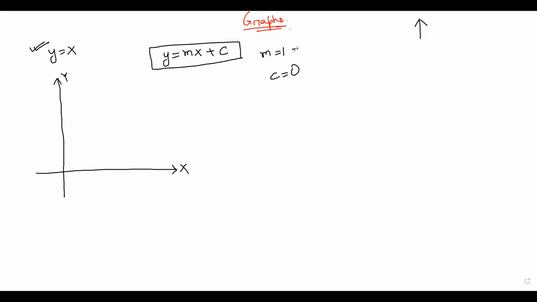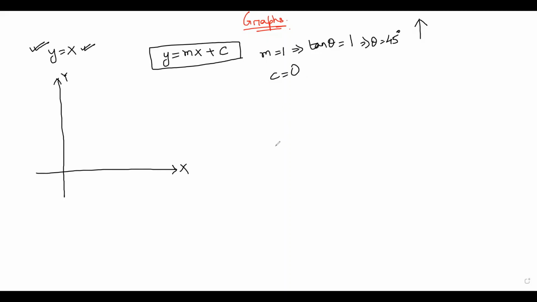m equal to 1 indicates that tangent of the angle that the line is making with the positive direction of x-axis would be 1. That is, the angle would be 45 degree, as tan 45 degree is 1. And c equal to 0 indicates that the y-intercept of this line y equal to x is 0. That is, the line would be passing through the origin.